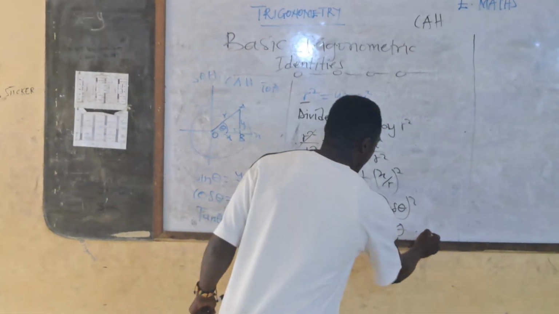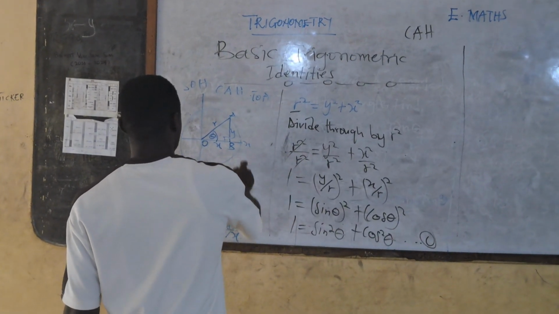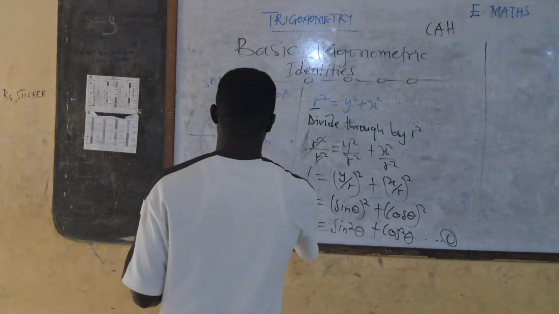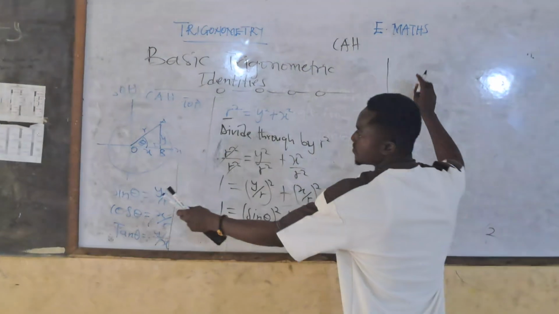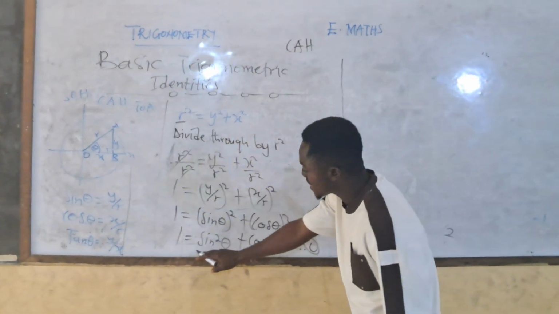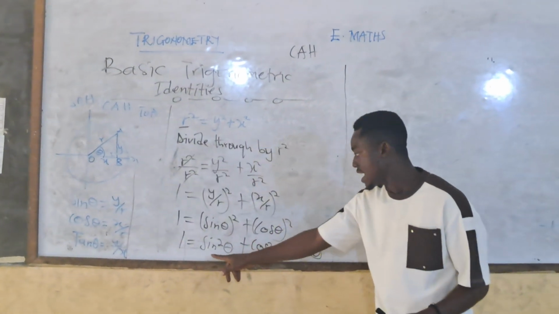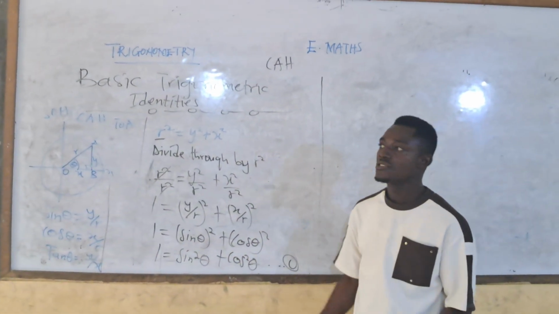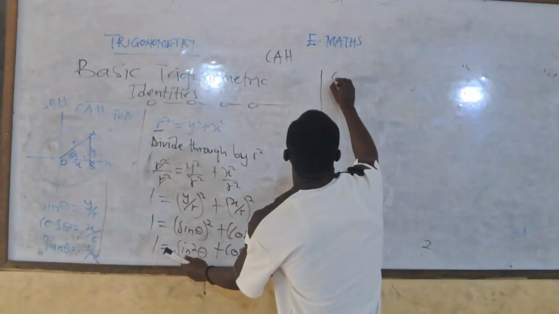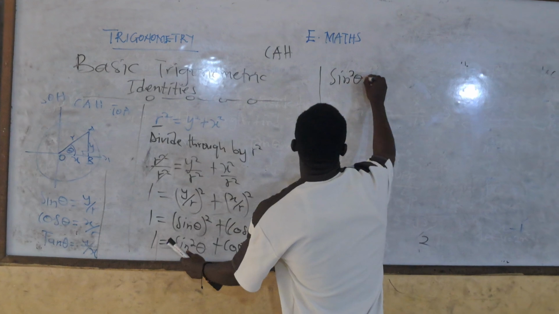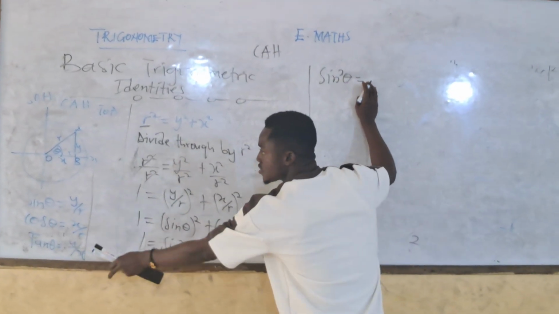So this becomes an identity. Now note this one too, we also have their reciprocals. We've talked about their reciprocals in the previous lesson. Whenever you are solving and you have 1 equal to sine squared theta plus cos squared theta, you can replace it by what? 1. As well as you can also make sine squared theta the subject. So if you make sine squared theta the subject, this cos squared will go to this side.